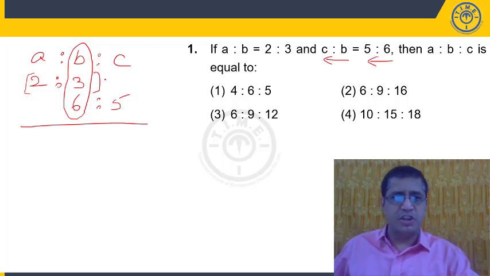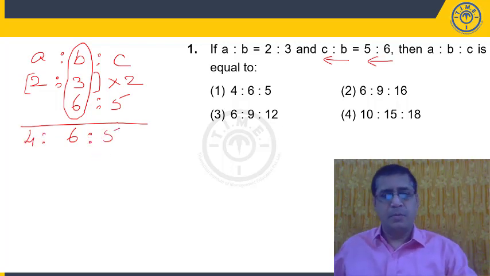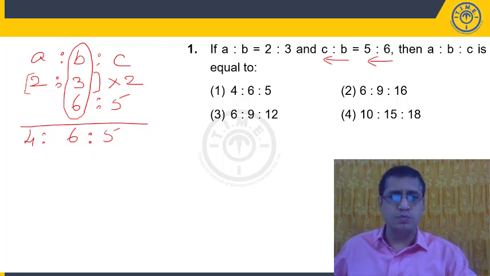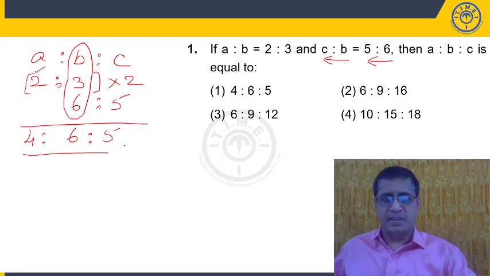Now when you multiply the first ratio by 2, we get the value of B as 6. By making the values of the common element the same in both cases, we can find the combined ratio. Multiplying by 2: 2 times 3 is equal to 6, and 2 times the antecedent, 2 times 2, is equal to 4. So 4 is to 6 is to 5 is the ABC ratio.